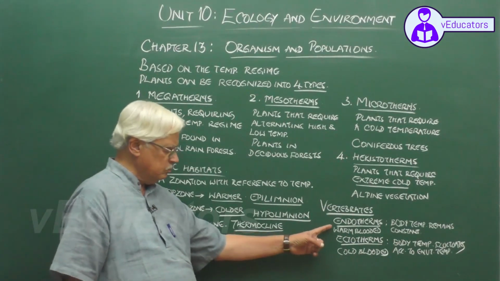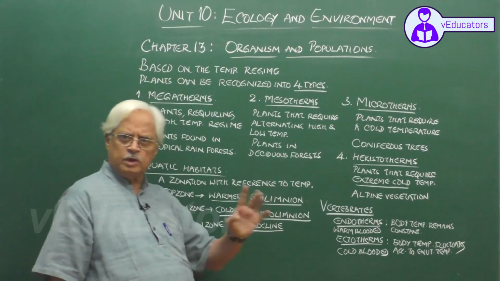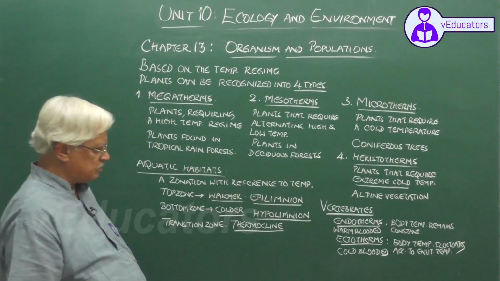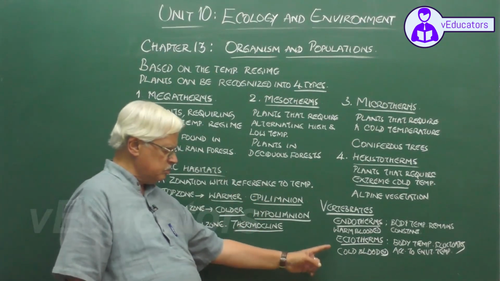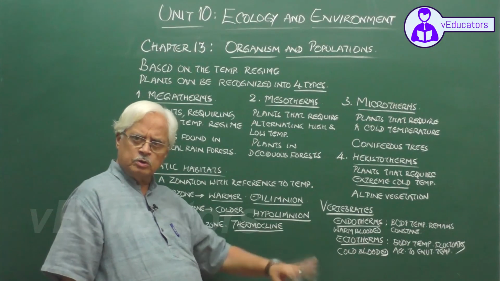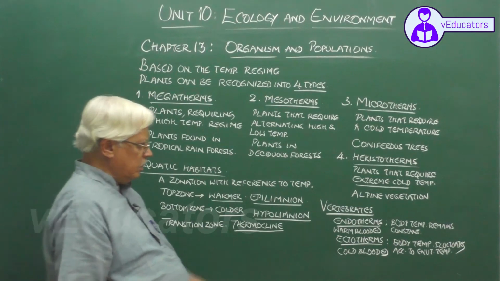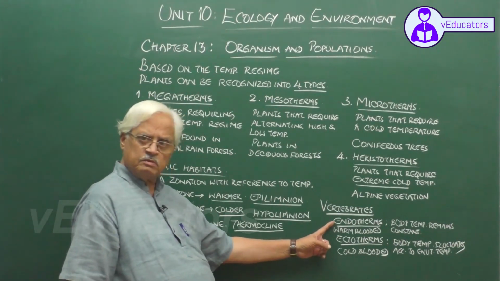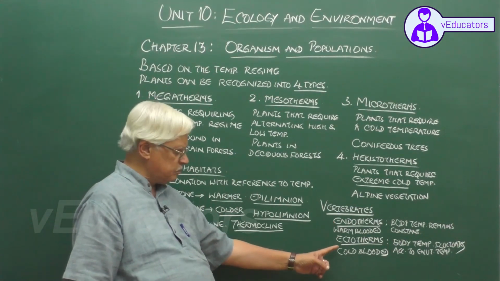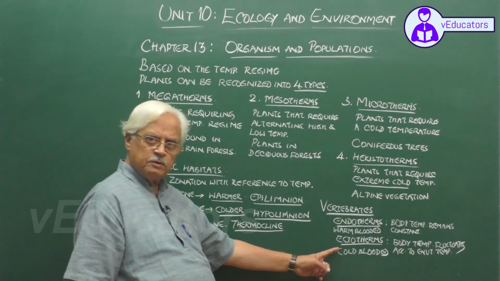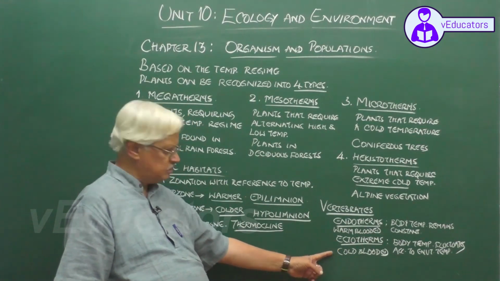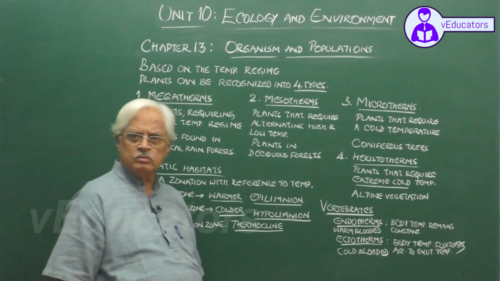Endotherms, warm-blooded, also known as homeotherms. Ectotherms, cold-blooded, also known as poikilotherms. Birds and mammals are examples of endotherms. Fishes, amphibians and reptiles are examples of ectotherms.